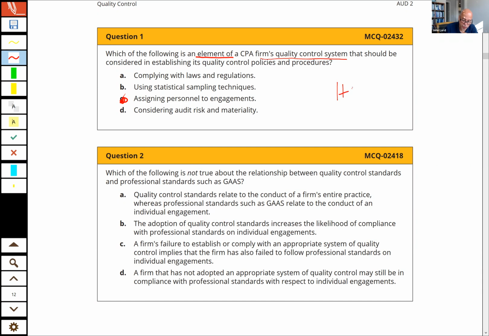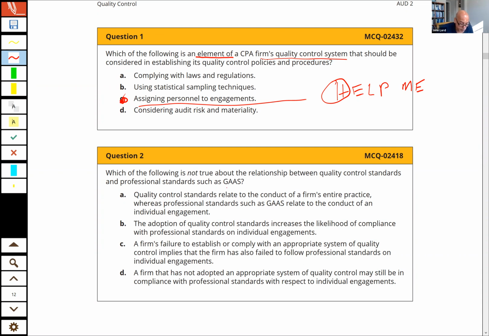that we're using the mnemonic what? Help me. HELP ME is the way you remember the elements of the system. And then you say, well, do any of these things fit under the elements of the mnemonic HELP ME? Assigning personnel to the engagement fits under the human resources part of the mnemonic. So I think most of you made that connection, but remember the first flashcard I gave you was to flashcard using the mnemonic HELP ME what the elements are of the quality control system. That would help you with a question like that.